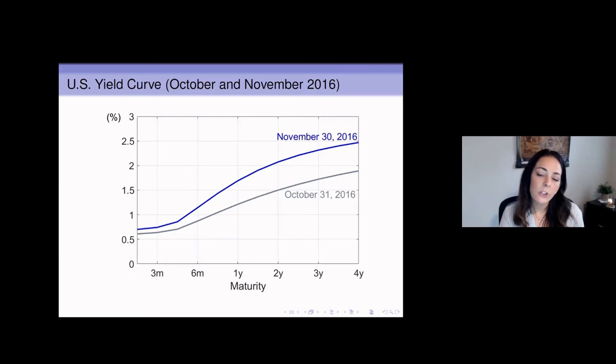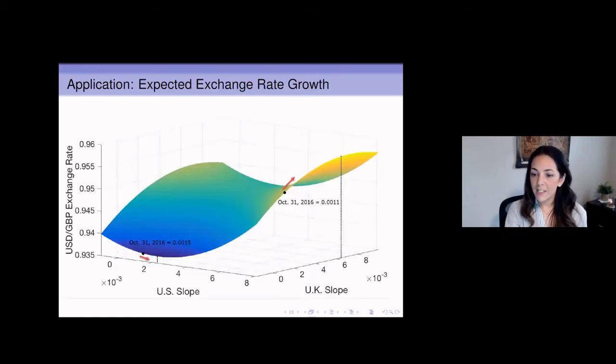So if the yield curve steepens like this, what happens to the exchange rate? Also, the UK at the same time saw a steepening of their yield curve. Let me show you that this model can give us an understanding of the relationship between the interest rate factors and the exchange rate. This model looks a little bit messy at first, but this is an exchange rate function, and it's a function of the slope of the US and the slope of the UK.